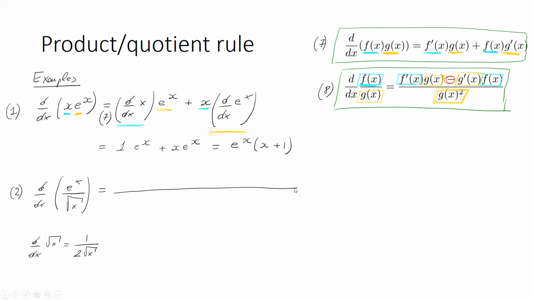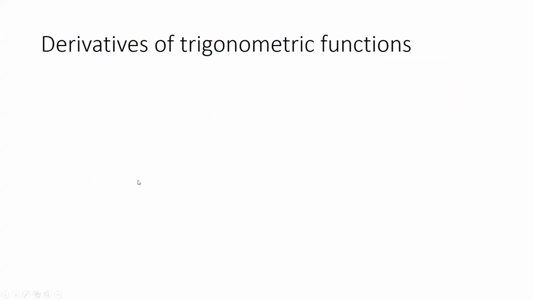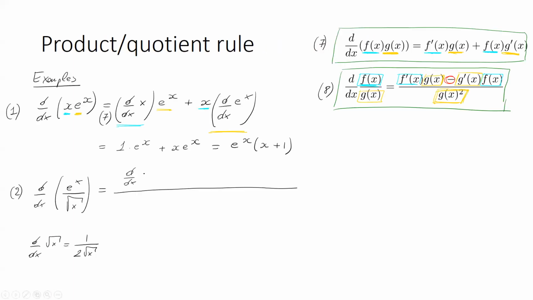I'm going to write down a big fraction. I get d dx of the function on top, so e to the x times x, minus d dx of the square root of x times e to the power x, and then divided by square root of x squared.